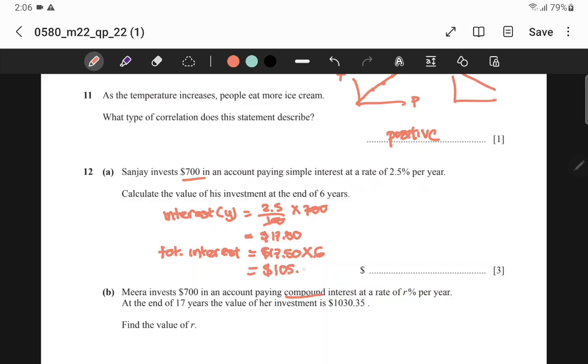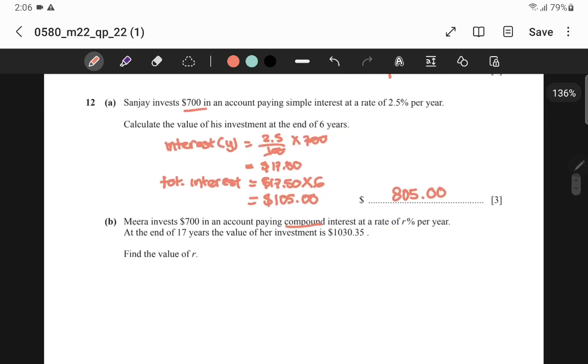$105. So what will be the total money that he will get? Of course, 700 plus 105, which will be $805 and 0 cent. Okay, that one is a simple interest. How about this one, which is already 1952.54. Maybe this will be the last question that I will discuss.